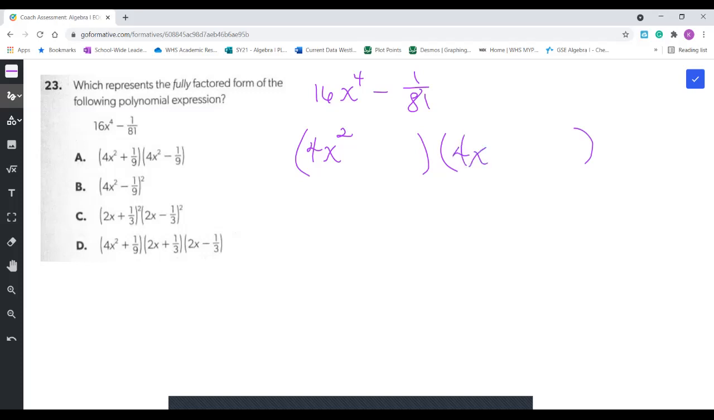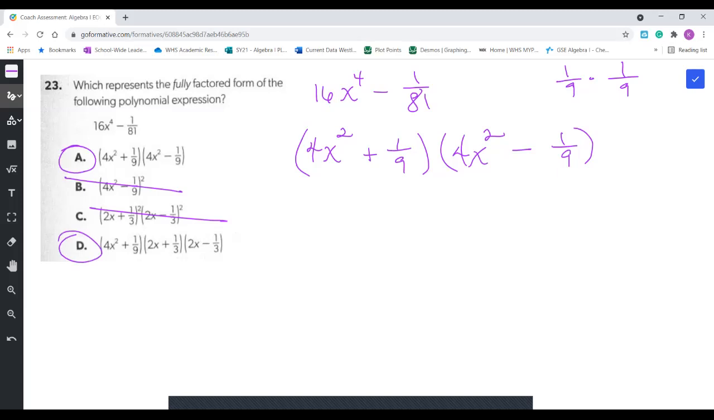Got my 4x squared over here, right? 1 over 81 is equal to 1 over 9 times 1 over 9. The square root of 81 is 9, right? So I have 1 over 9 here, 1 over 9 here, plus and minus, all right? There's no such thing as addition of squares, so this is going to stay. Anything that has 4x squared plus 1 over 9, I'm keeping as my answer. That's not my answer, that's not my answer, okay? So it's between either A or D.